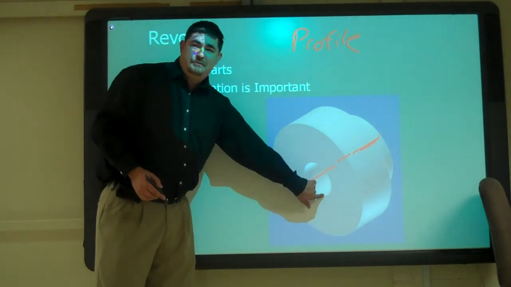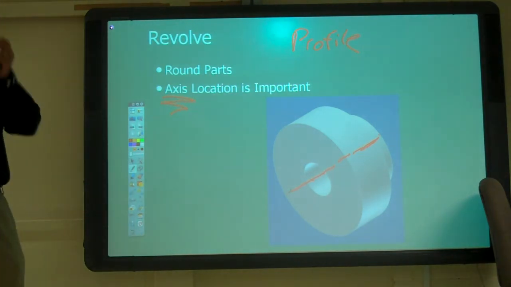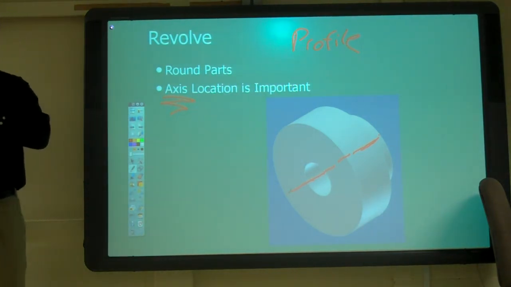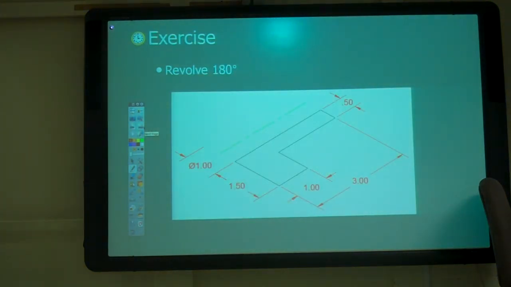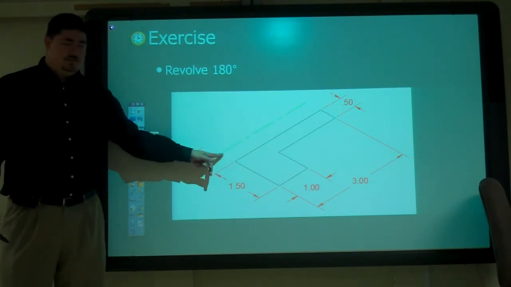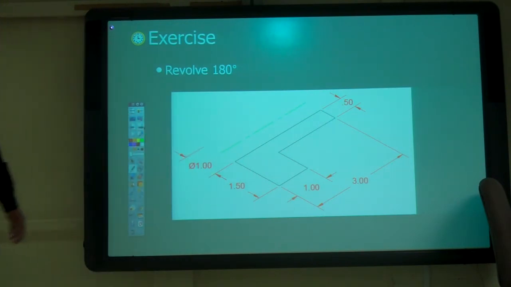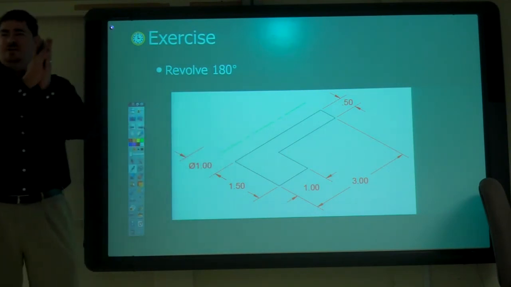There was actually a space between the axis and the profile, so that made it a hole in the middle. If your axis is the side of your profile, what's going to happen? Solid. It's going to be solid. Like here, the axis is down the middle, so we're going to have a hole in it. So, where should we start the sketch? Where should the origin be? The origin's there, because now you've got it centered on the origin.